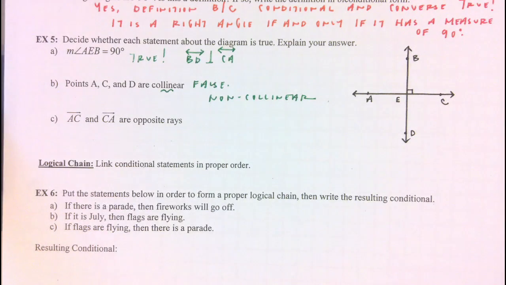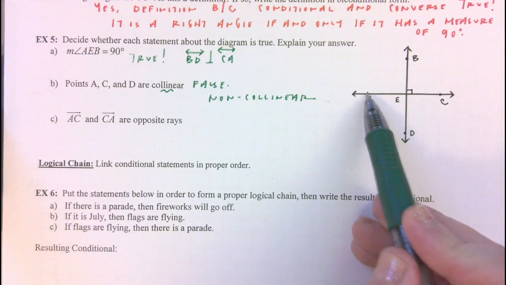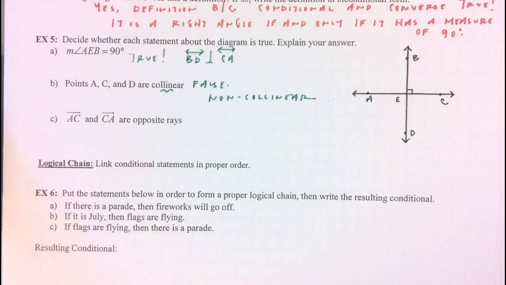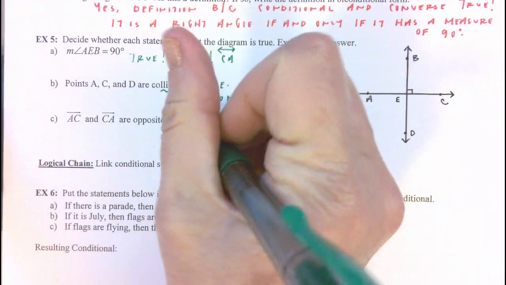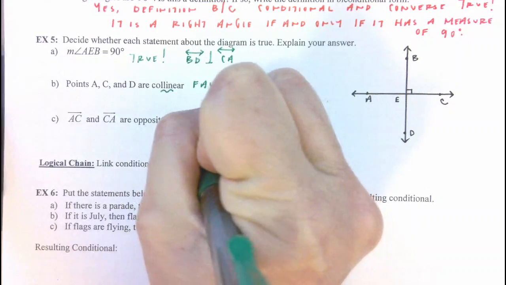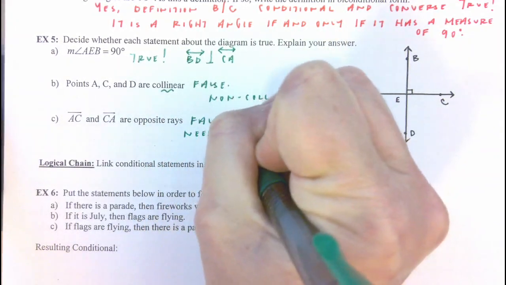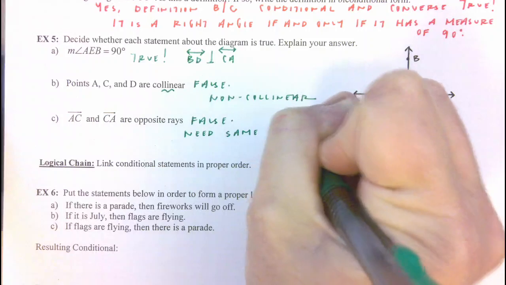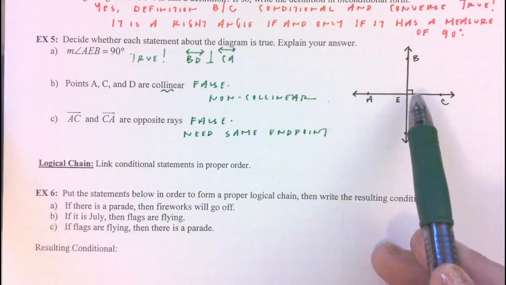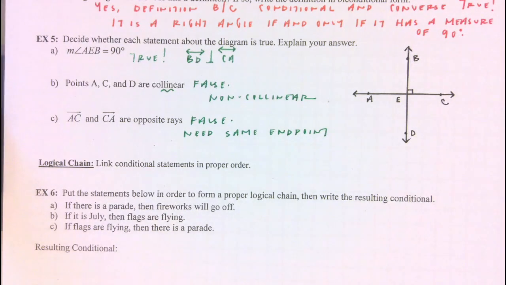Okay, for C, I'm saying AC. So here's ray AC, and then ray CA are opposite rays. Well, that's false. They do extend in opposite directions, but they need to have the same endpoint. So here I'm going to say false. We need the same endpoint to have opposite rays. So for example, we could have used EA opposite EC. Those would be opposite rays.